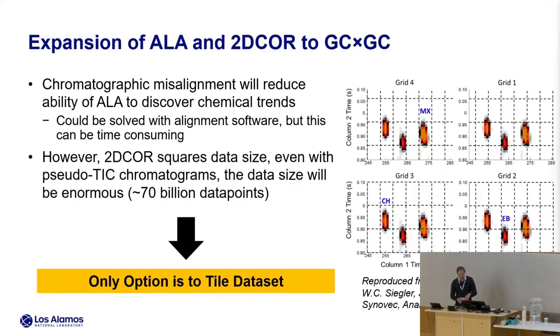And this is really important actually for 2D core, because when you do 2D core calculations, your original data set becomes squared.